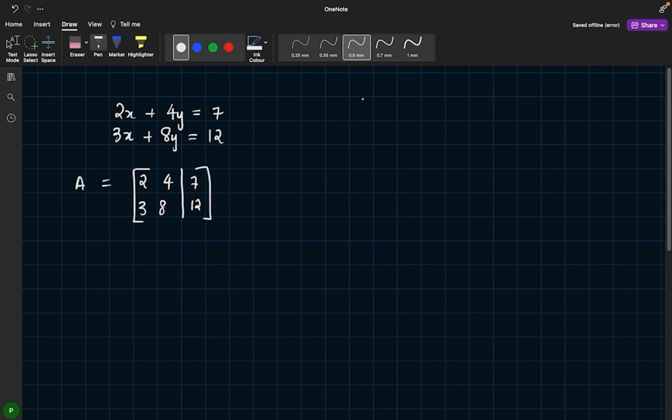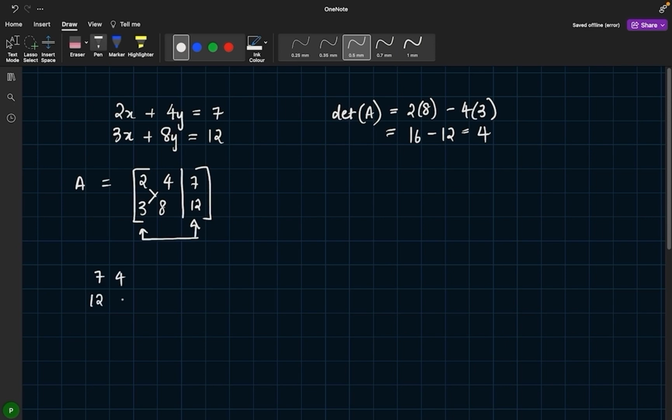Label the matrix A. What is the determinant of A? We know how to do this. It's 2 times 8 minus 4 into 3, which is equal to 16 minus 12, which is 4. So the determinant of A is 4. Now we take the resultant column and replace it with the first column. So we have 7, 12, 4, 8. And this we will label as A1.